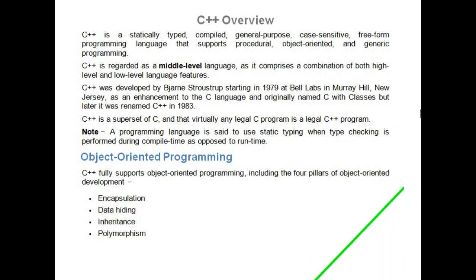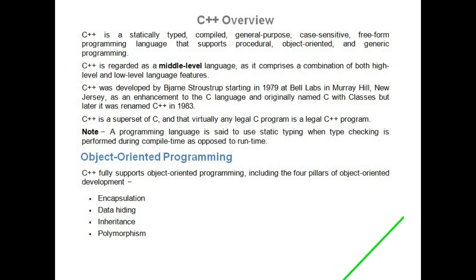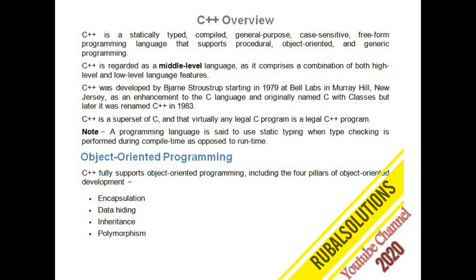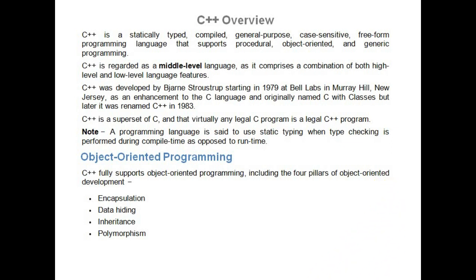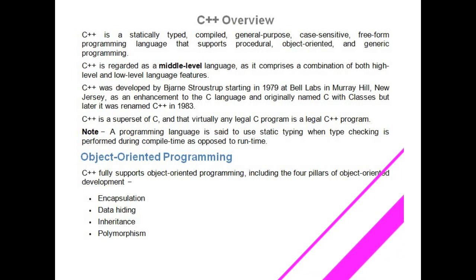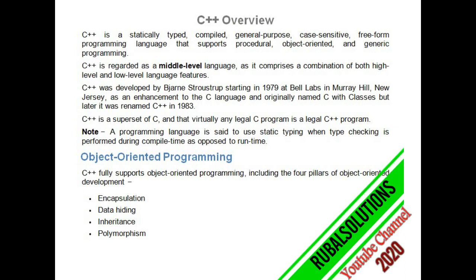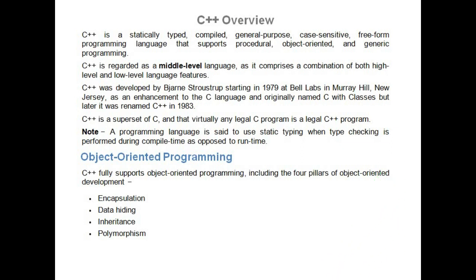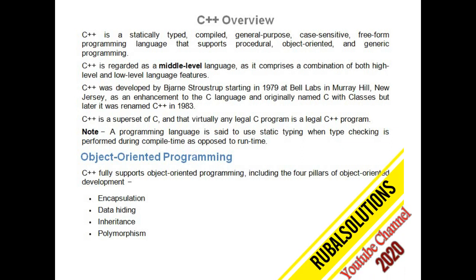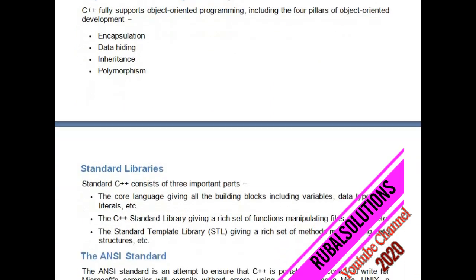A programming language is said to use static typing when type checking is performed during compile time as opposed to runtime. Object-oriented programming: C++ fully supports object-oriented programming, which includes 4 pillars, that is encapsulation, data hiding, inheritance, polymorphism. We will learn all these 4 in detail in further videos.